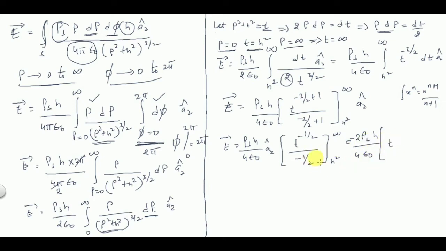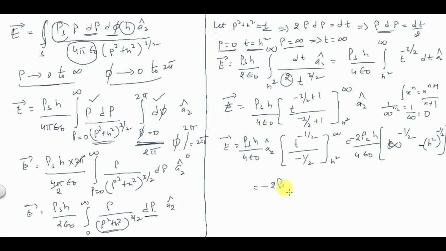So I'm substituting the limits. So when you substitute this value, this becomes t power minus 1 by 2. T power minus 1 by 2 is infinity whole power minus 1 by 2 minus h square whole to the power of minus 1 by 2. So infinity whole power minus 1 by 2 is 1 by infinity. We can write it as 1 by infinity whole power 1 by 2. So it will be 1 by infinity. 1 by infinity is 0.